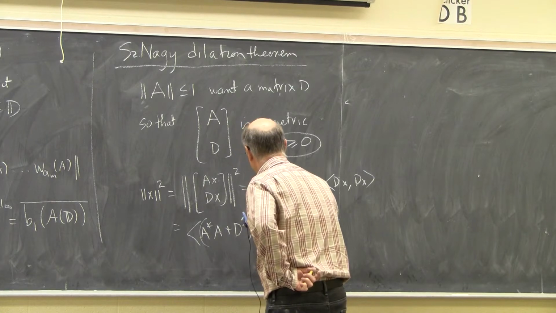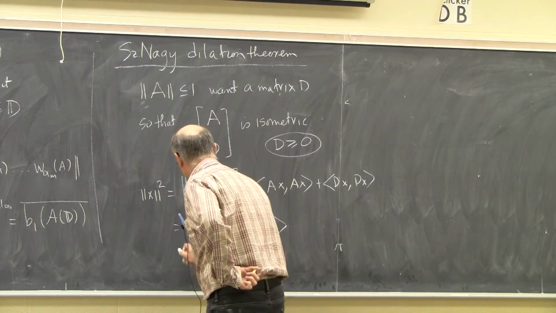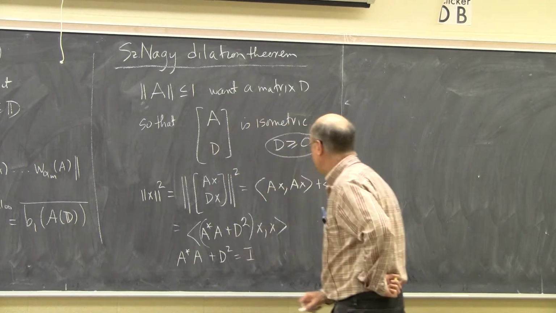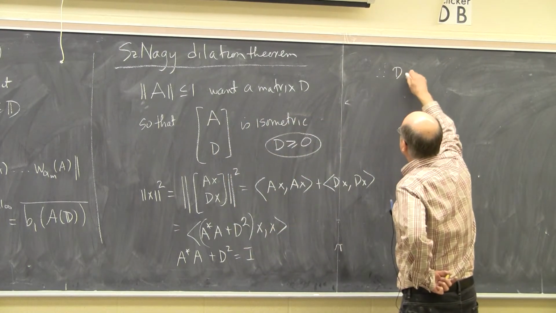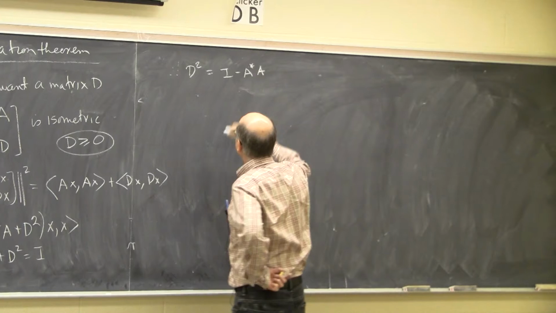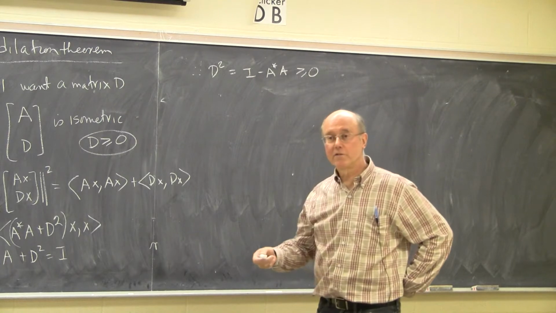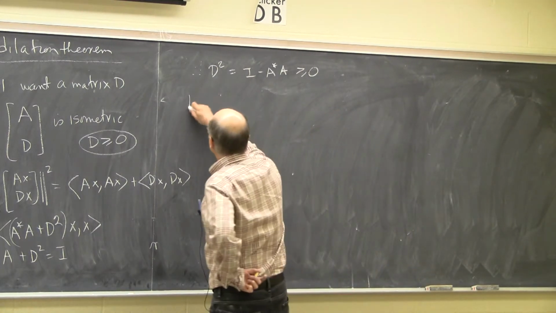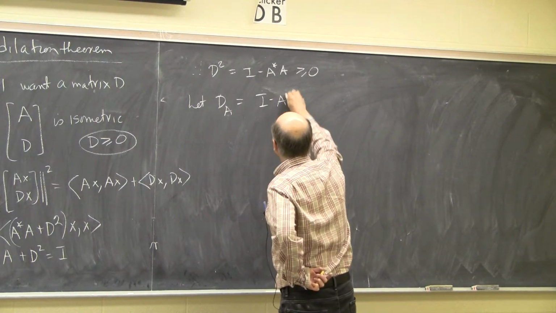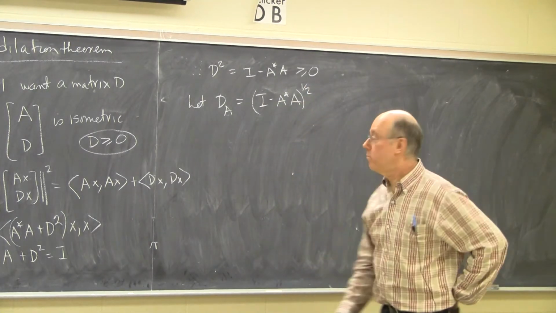So here I get this. If this is true for all x, this means that A star A plus D squared is equal to the identity, and therefore D squared is equal to identity minus A star A, which is positive because A is a contraction. So it has a positive square root, right? So let D_A be the positive square root, and then it has this property.